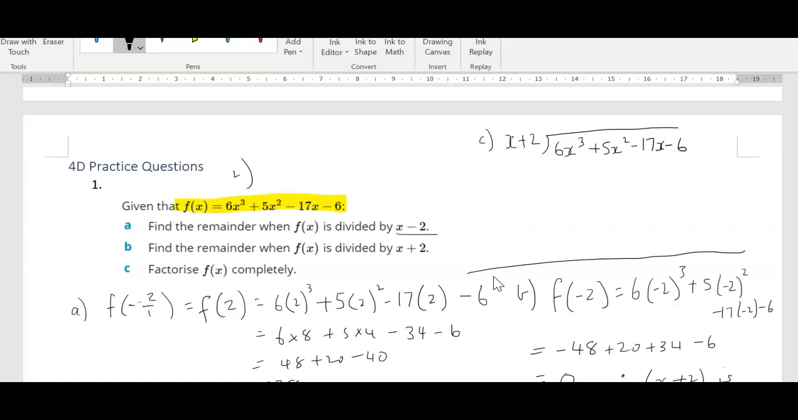All right, so when you're dividing through, we just look at the first term. So x into 6x cubed is 6x squared. And then I multiply this through. So 6x squared times x is 6x cubed. And then 6x squared times 2 is 12.